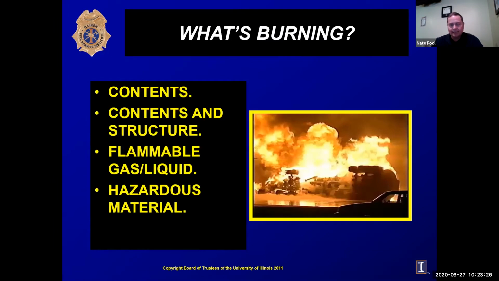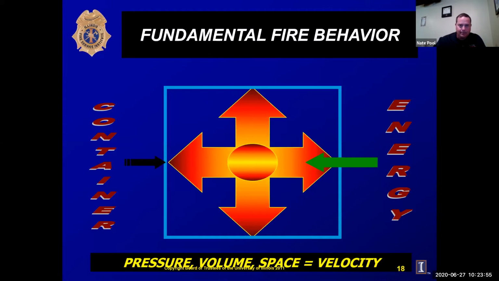So what are the contents that are on fire? Is it the contents and the structure? Is it a flammable gas like we've got here? We've got a rolled over hazmat scene, it looks like, with probably gasoline on fire on the ground. How do we attack that as firefighters? In order to understand that, we have to have the basics in hazardous materials. What types of fire streams or devices are we going to use when we roll upon stuff like this? So, the fundamentals of fire behavior.